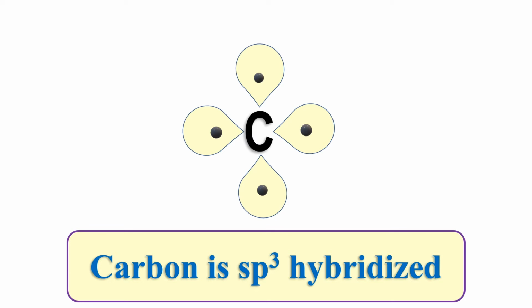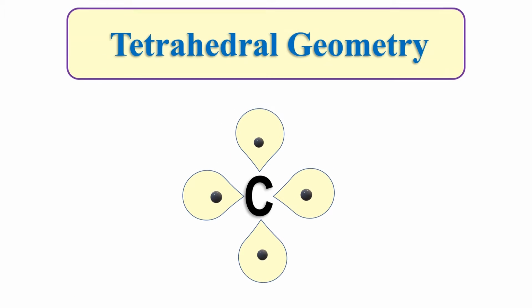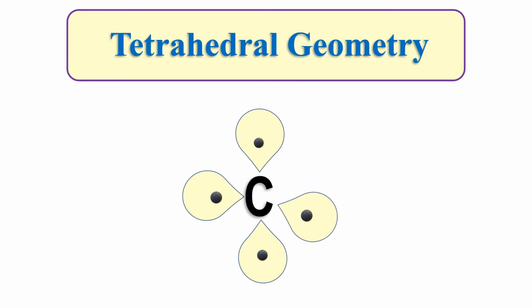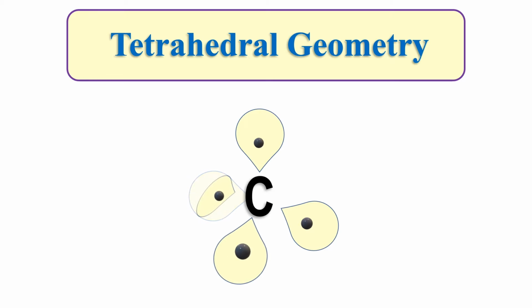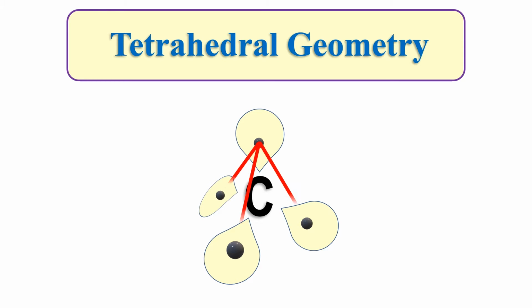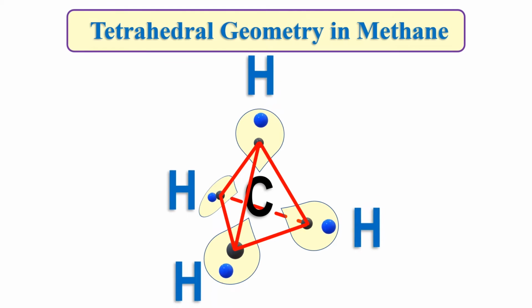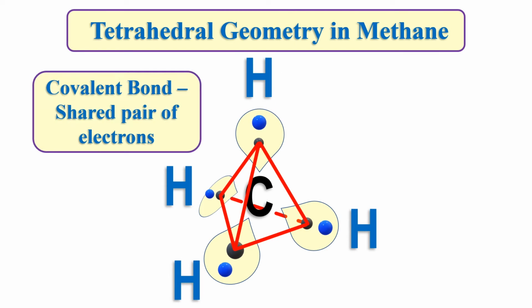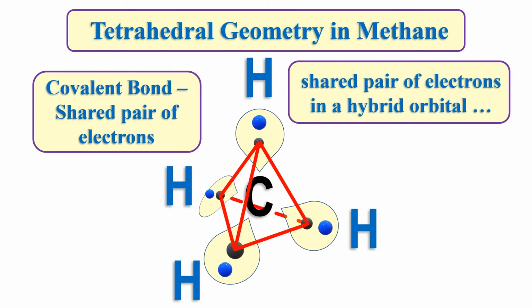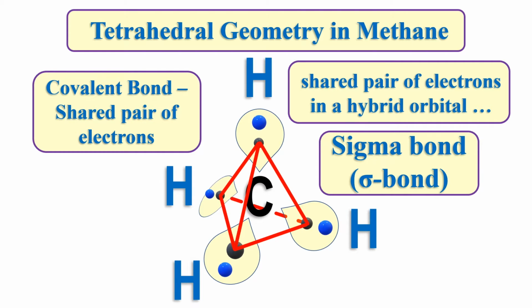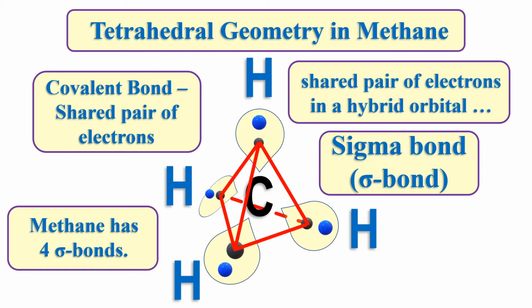Hybridization also governs molecular geometry, along with the concept of VSEPR theory. These hybrid orbitals take up space. The best shape for these 4 balloons to be in is a tetrahedral geometry. In our methane example, we see 4 covalent bonds, or shared pairs of electrons. A shared pair of electrons in a hybrid orbital is called a sigma bond. We can say that methane has 4 sigma bonds.